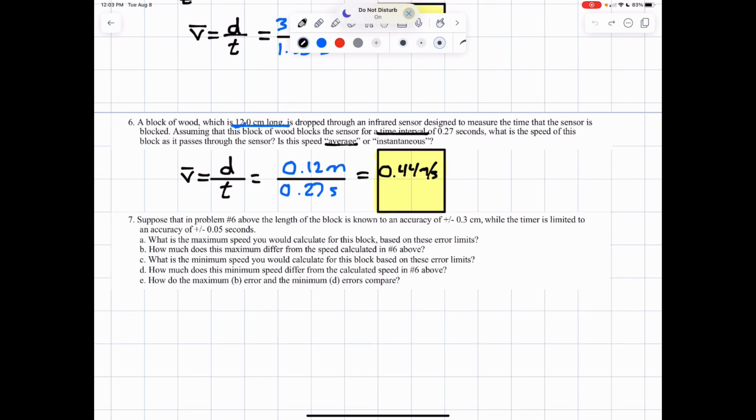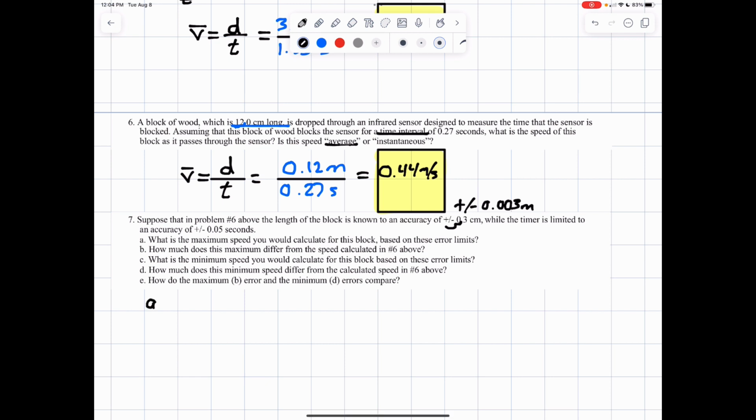Okay, number 7, read along with me, please. Suppose the problem number 6 above, the length of the block is known to have an accuracy of plus or minus 0.3 centimeters. Let's write that in meters. We're going to move that 2 decimal points to the right, and it's plus or minus 0.003 meters. While the timer is limited to an accuracy of plus or minus 0.05 seconds. Part A, what is the maximum speed you would calculate for this block based on these error limits?